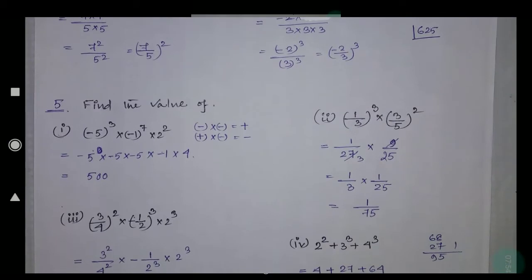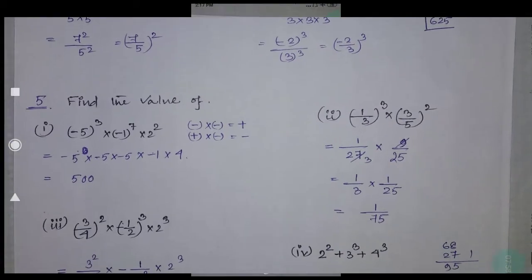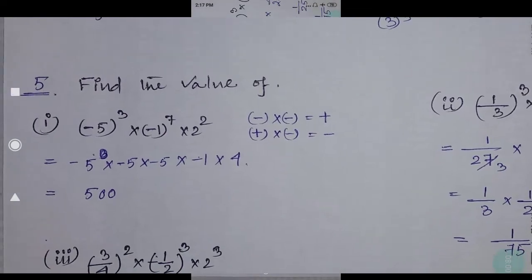Question 6 and your first question I have left, that you have to do by yourself. Okay, now see question number 5. Find the value of question 1. It is given minus 5 cube into minus 1 power 7 into 2 square.